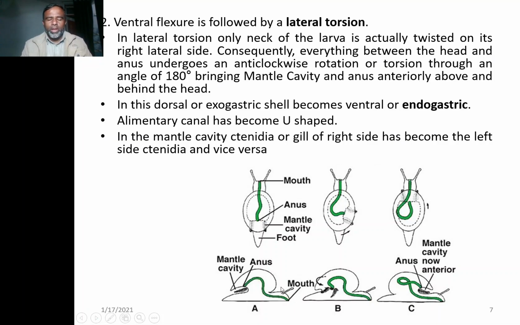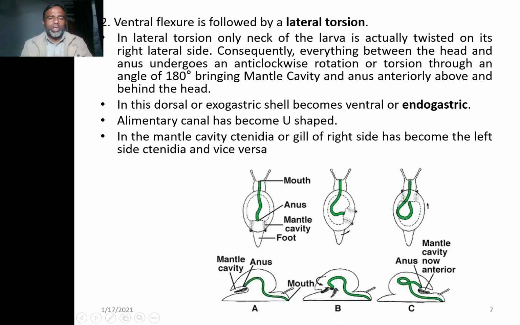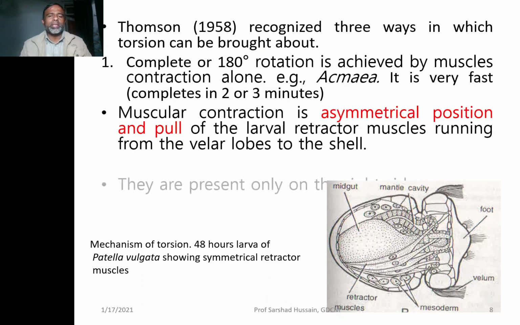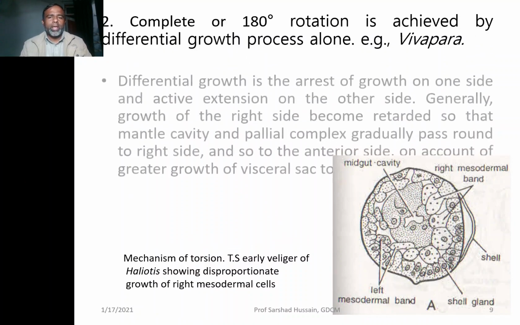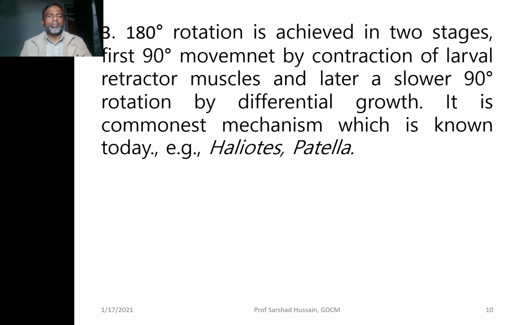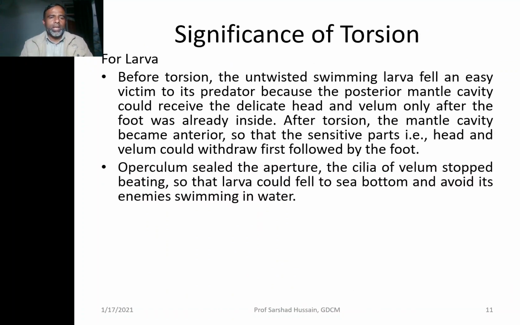So if after rotation the mantle cavity is brought anterior, the head and vital organs will be protected inside the cavity first, then the foot will be taken inside. In this way, it's a life-saving mechanism which helps the gastropod after torsion to protect its body. This is one significance of torsion in the larva.